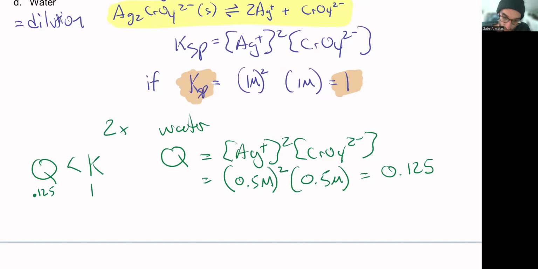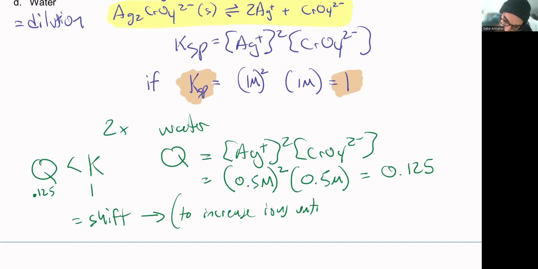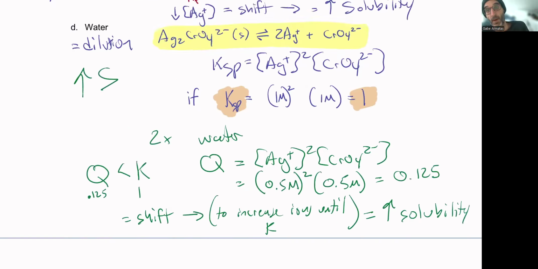So what has to happen? Because Q is less than K, we need more ions to reach K, and we have the solid to do it. So that equals a shift to the right in order to increase ions until K is achieved, which ultimately leads to an increase in solubility. That's it. We increase solubility by essentially diluting it. And that's what you'd actually expect.